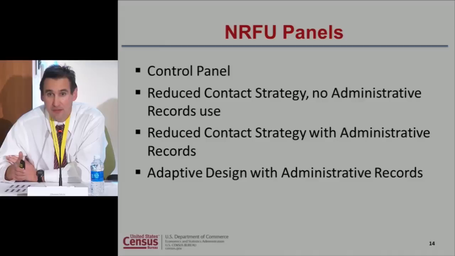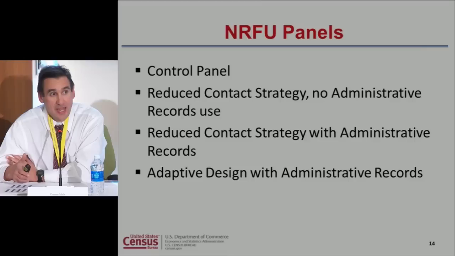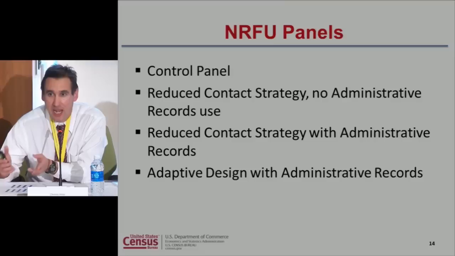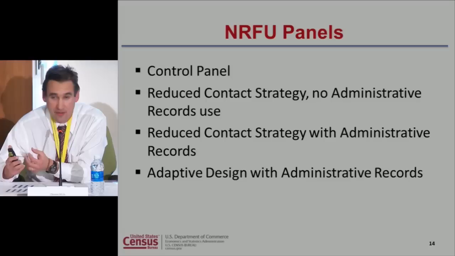In the third panel, we did end up implementing our full administrative record removal. In the course of our processing, we were able to identify cases that we determined to be either occupied, where we had a household population that we could insert, or those that we determined to be vacant based on their administrative records. For this test, we did not identify any deletes, or those units that we thought were non-existent. So if we identified any of those two groups of cases, they were removed from the workload right away.